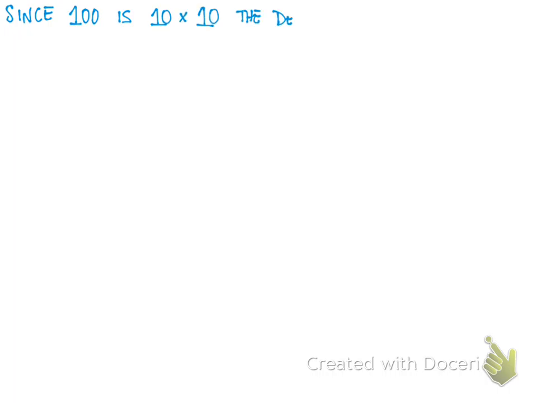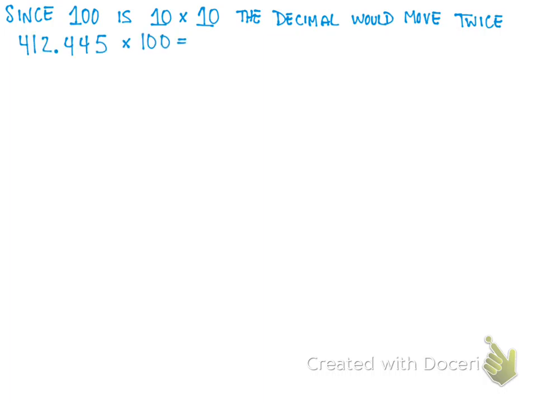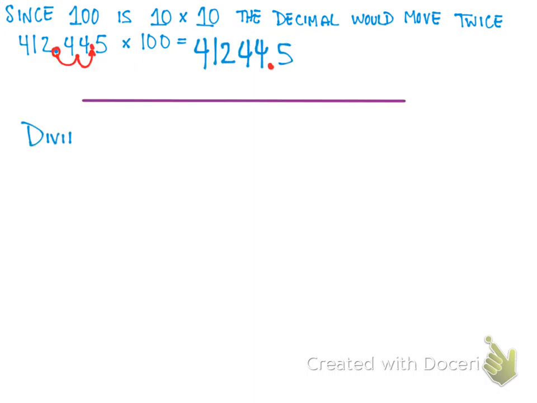Since 100 is 10 times 10, the decimal would move twice, once for every time we multiply by 10. So 412.445 times 100, notice the decimal point moves to the right twice, and that gives us 41244.5.